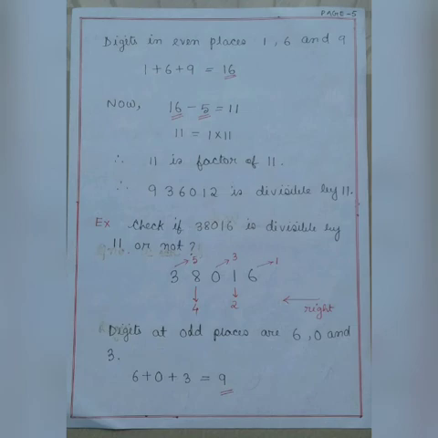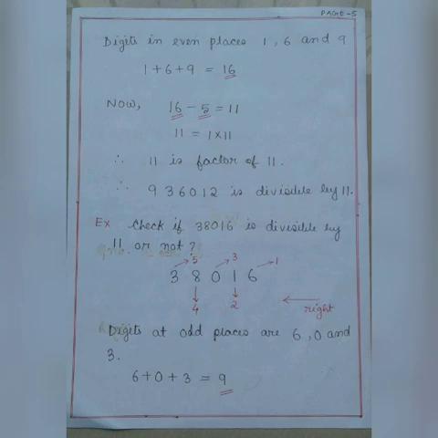So 6 is the first digit from the right side, so I have written 1 on top of 6. I have written 2, the second position, for 1. For 0 I have written position 3. For 8 I have written 4. For 3 I have written 5. So digits at odd places are 6, 0 and 3. I have written from the right side.